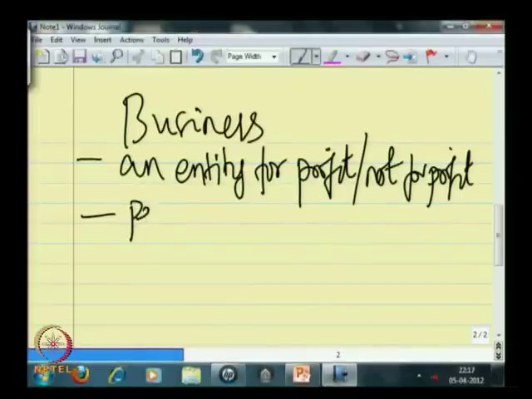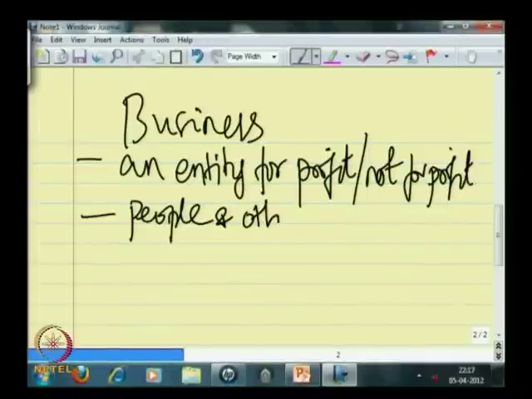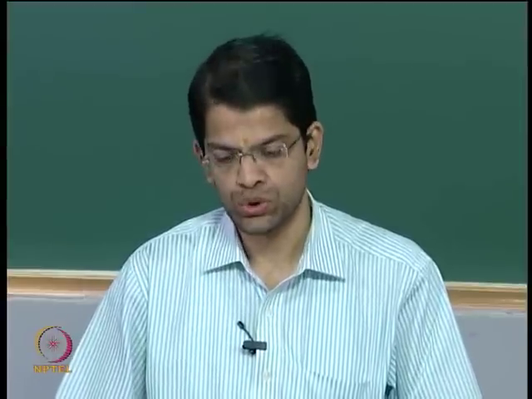So hence, an entity that is for profit or not for profit is run by people, men or women. So we need a business that uses human resources, people, and other resources as well. And we will spend a lot of time talking on what these other resources are. It could be material, it could be finance, so it could be a host of other non-people resources that businesses use.